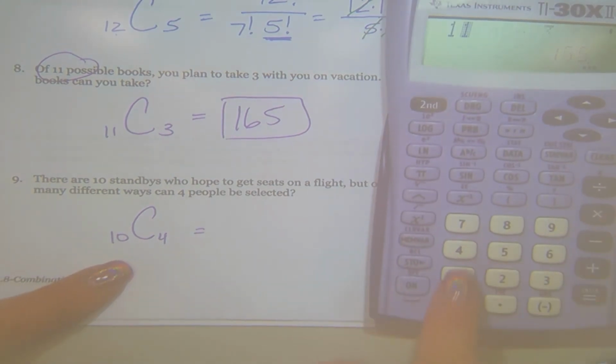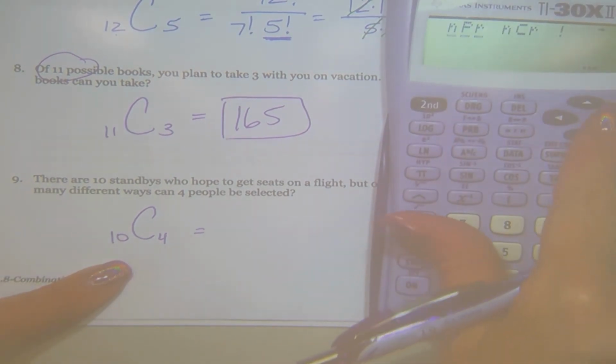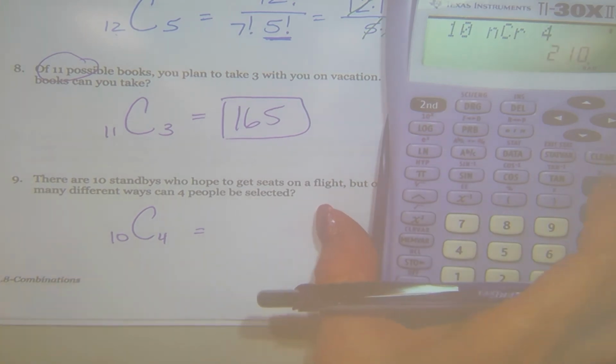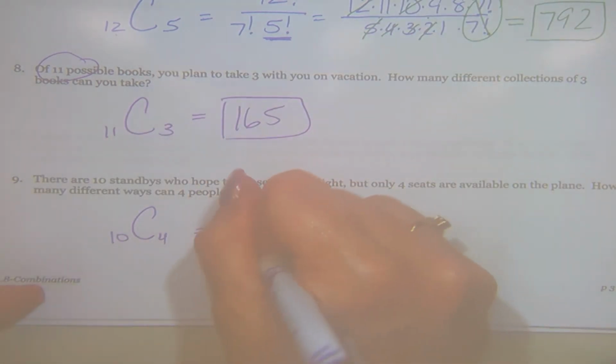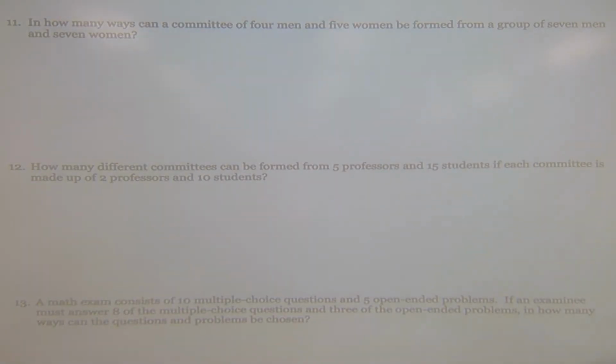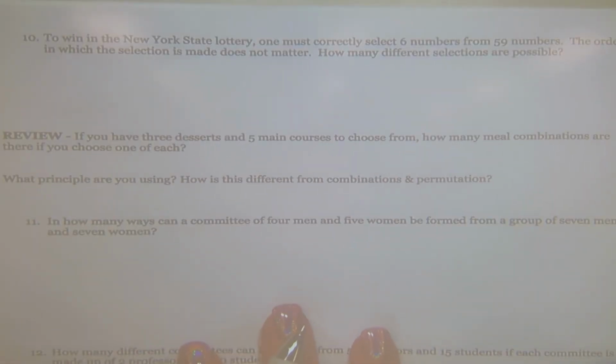For number 9, I'm going to do 10, probability, go over to combinations, and this time I'm picking 4. So I've got 210 different ways people could be selected for the flight. Remember, you get to rewind to see how I was pushing the buttons on the calculator if you need that.